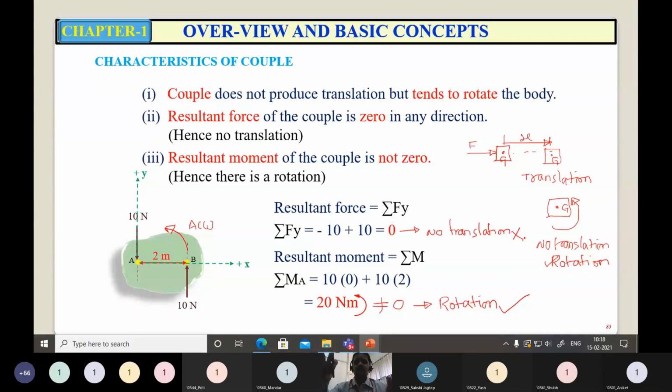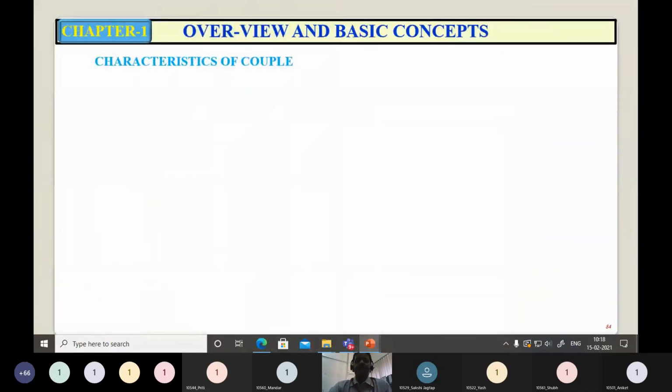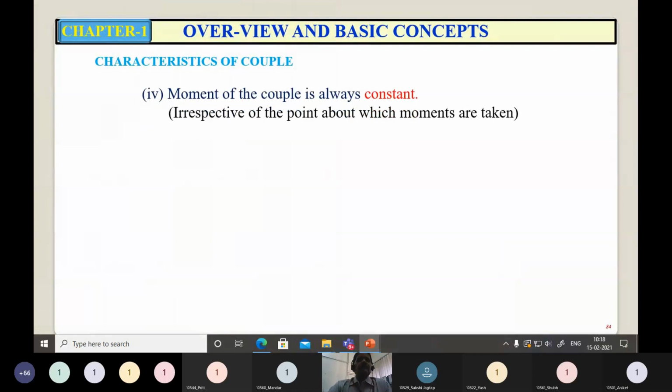When you apply a couple on the body, the body tends to rotate, not to translate. Understood? Then, the moment of a couple is always constant, irrespective of the point.